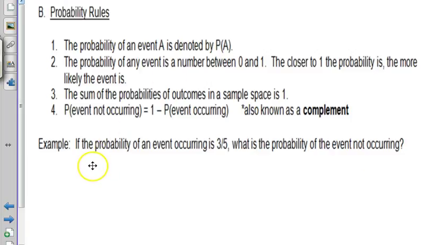All right. So probability rules, guys. Probability of an event is written P of A, kind of like function notation, okay? The probability of an event is always between 0 and 1. The closer to 1, the more likely the event is. The sum of the probabilities for an independent event has to total 1. In other words, the probability I get a 1 or a 2 or a 3 or a 4 or a 5 or a 6, if those are each 1/6 for the 6 different outcomes, they total 1. You get what I'm saying?